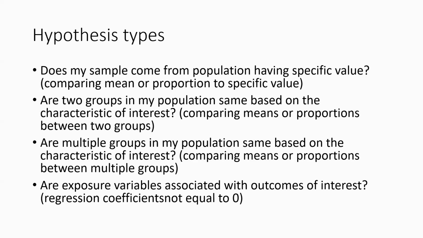And then, extending this case, instead of having two groups, you have multiple groups, more than two groups. Again, you might be interested in comparing averages or proportions between these multiple groups. And then the last, which is the very overarching case, and cases 1, 2, and 3 are actually special cases of the fourth kind of hypothesis.